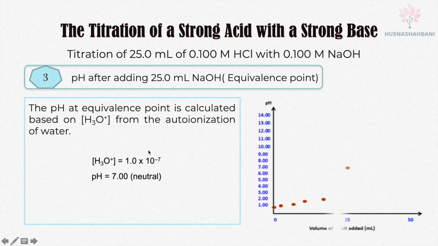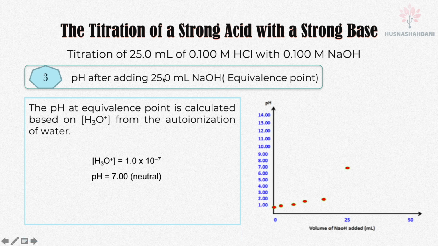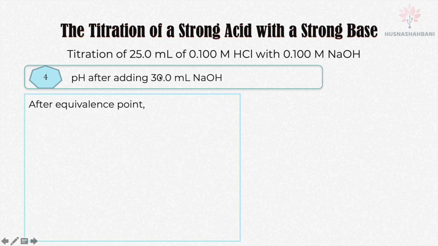So when there's no production, the H3O+ equals 1 times 10 to the power of negative 7. So the pH is 7, neutral. At 25 ml NaOH, 25 ml HCl, the pH is 7. So plot here, pH 7. Next, you add 30 ml NaOH, add 5 ml more. Because previously we have 25 ml, add 5 ml more to get 30 ml of NaOH.